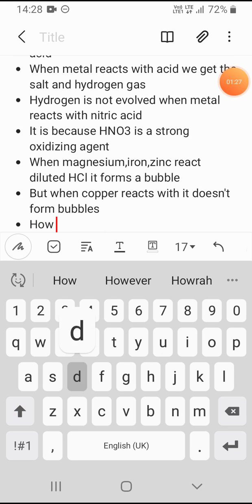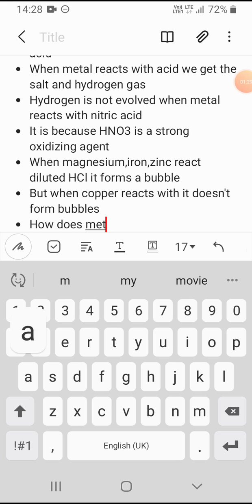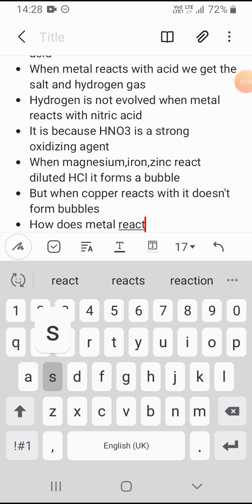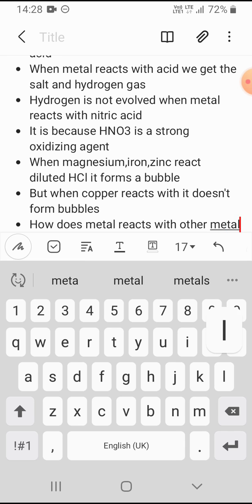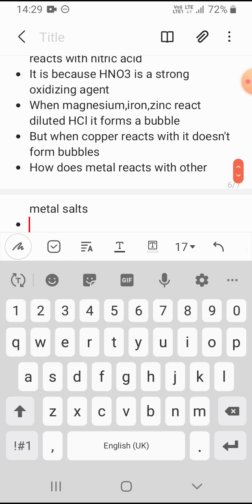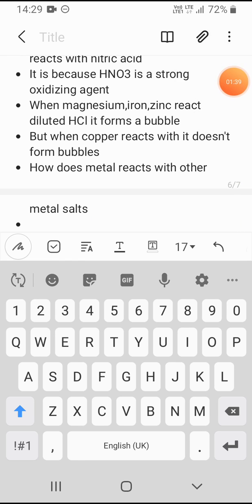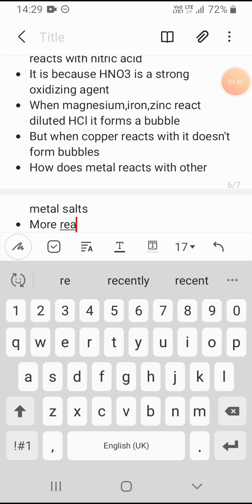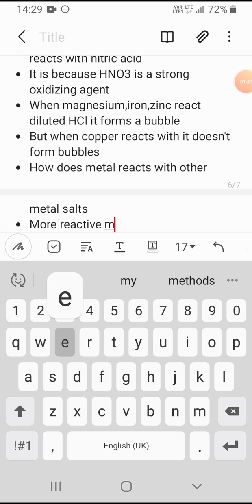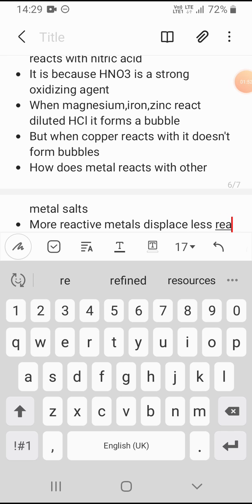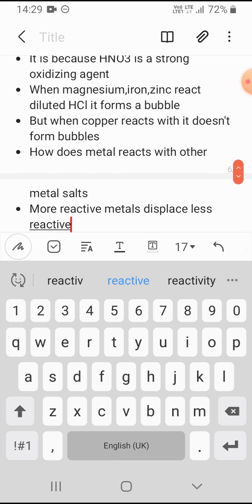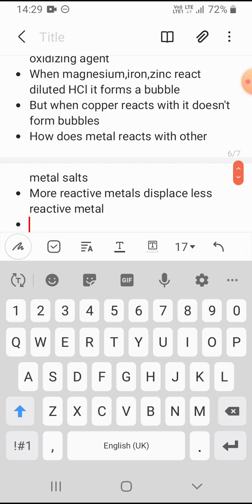How does metal react with other metal salts? More reactive metals can displace less reactive metals, because the others are less reactive.